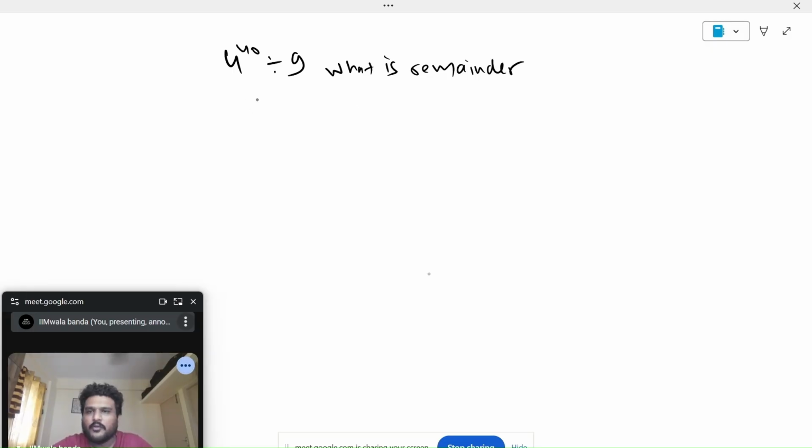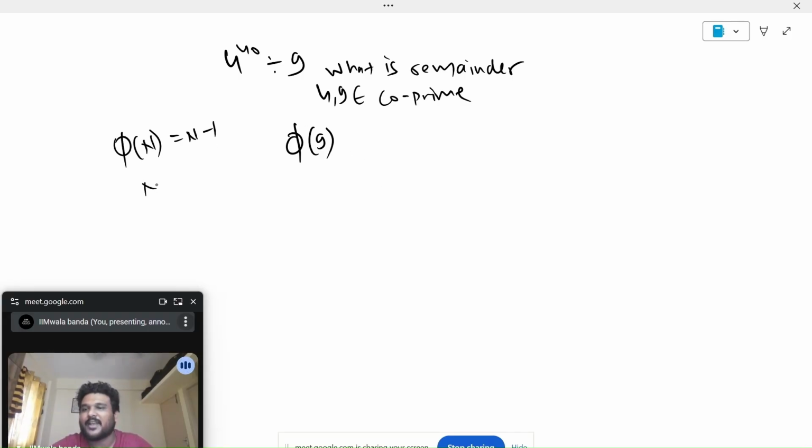So 4 to the power 40 divided by 9. Again, 4 and 9. First, always see 4 and 9 are co-prime. Great. I will use Euler. So phi of 9. Should I say 8? No, because it's not a prime number, right? Phi of n is n minus 1 only when n is prime, not always. Okay, so find out. 1 for sure, every time.